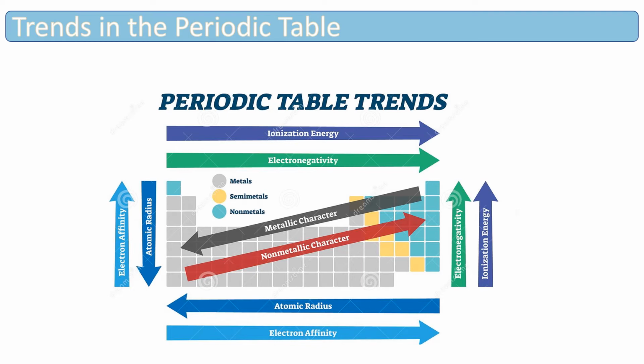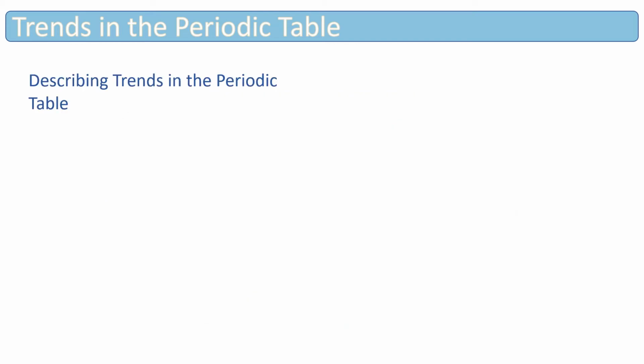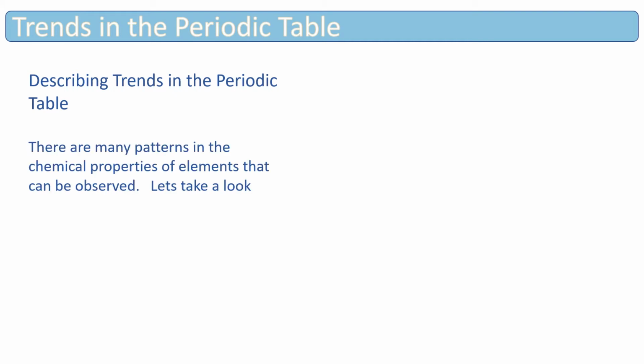Trends in the periodic table. Describing trends found in the periodic table. There are many patterns in the chemical properties of elements that can be observed. Let's take a look.